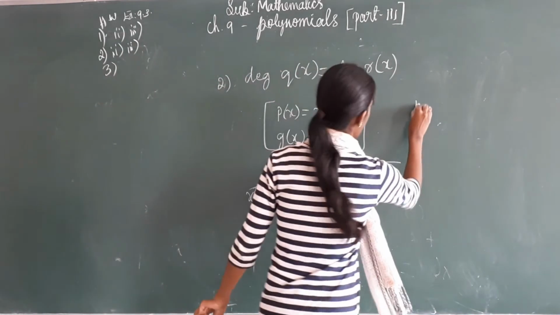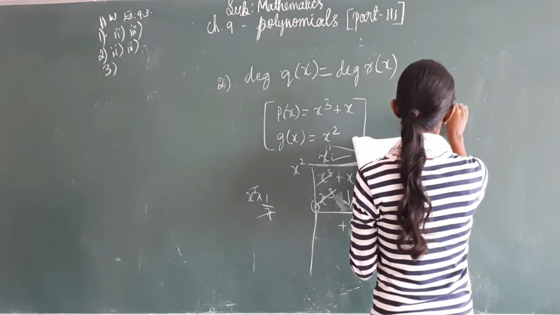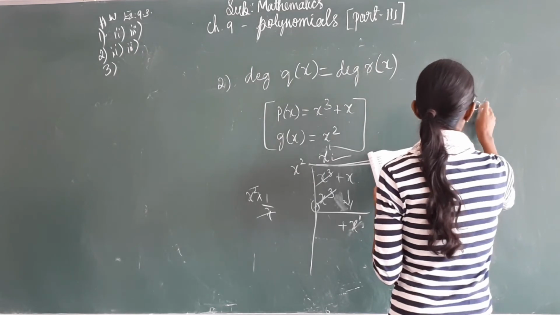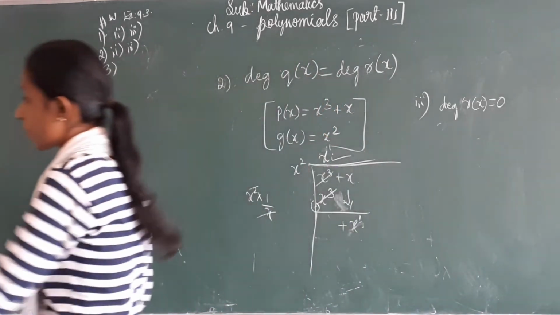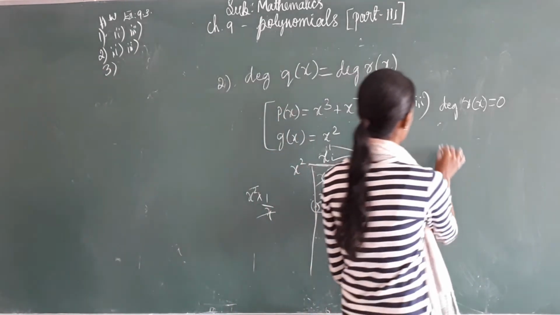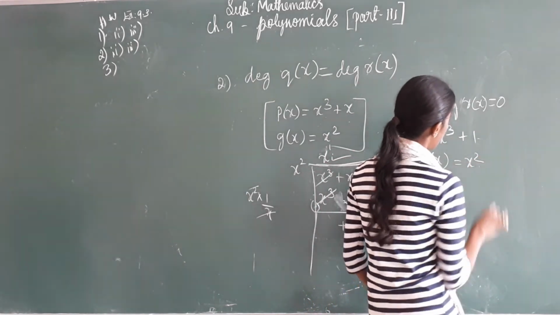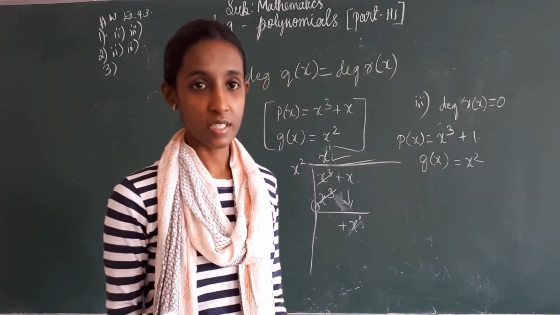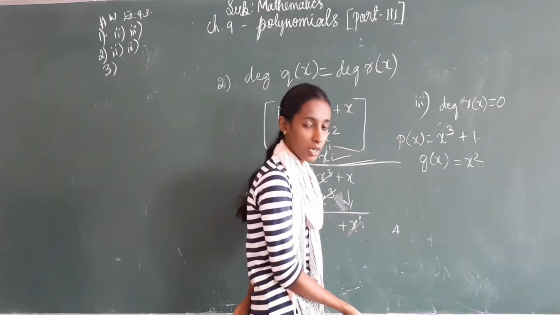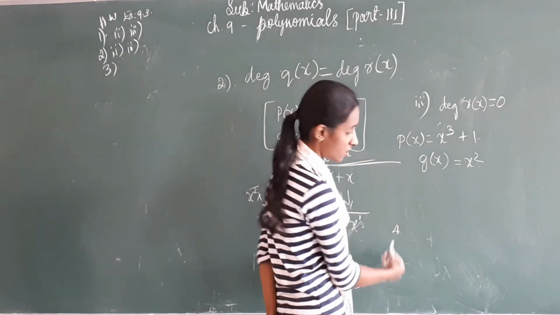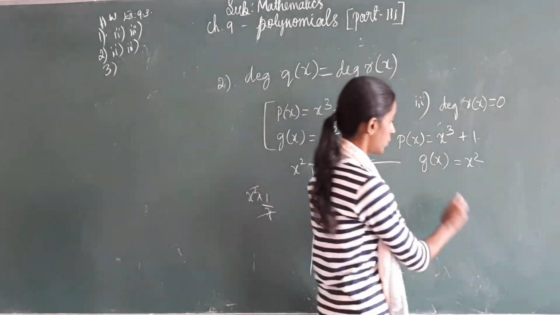Similarly, the third question: the degree of the remainder should be 0. I'll take one example. If I take p of x as x cube plus 1, g of x as x square. Degree of r of x is equal to 0 means you should get any constant number here. If you get a constant number, do you have any variable? No. So the degree is 0, right? So the remainder should be a constant number, not any variable.